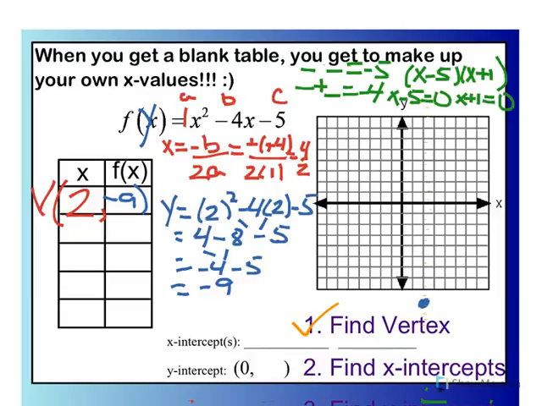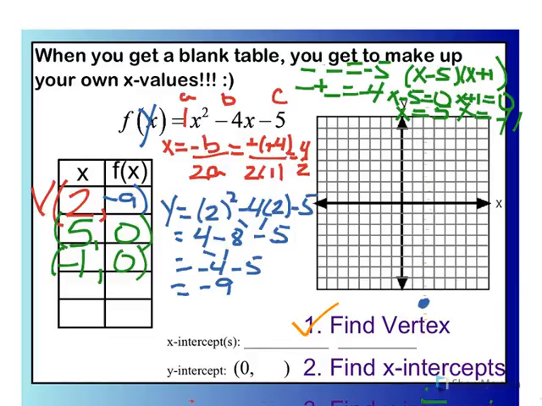So if I add 5 to both sides, I will get x equals +5, because 5 minus 5 is 0. So that's 5, 0. And the other intercept, if I subtract the 1, I will end up with x equals -1. So the other x-intercept is at -1, 0.